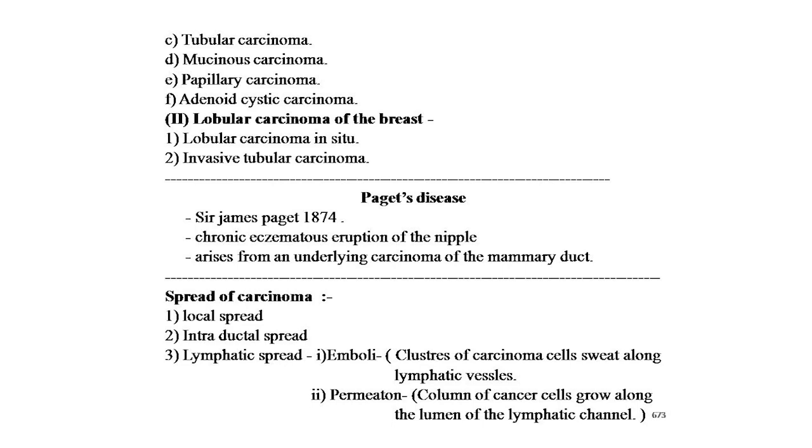And second is the intraductal spread. Carcinomatous cells in the breast often spread through the ducts and ductules. The examples are Paget's disease, as we recently saw, lobular carcinoma, tubular carcinoma, etc. Third is the lymphatic spread. Breast carcinoma spreads through this route by emboli and permeation. Emboli: clusters of carcinoma cells are swept along with the lymphatic vessels, and permeation means that columns of cancer cells grow along the lumen of the lymphatic channels and gradually proceed to the regional lymph nodes.